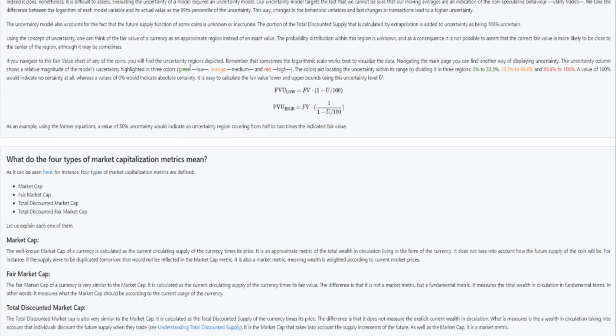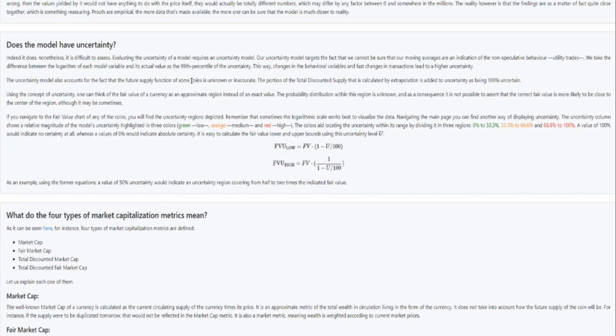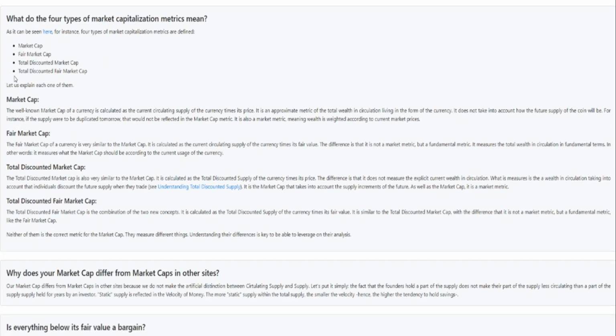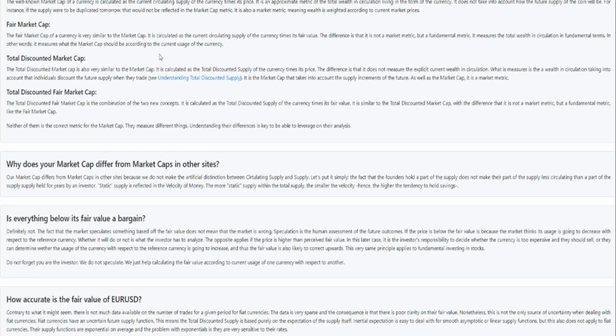So I'm not going to dig too much more into this in regards to the calculations and uncertainty. And then it talks about the different metrics that are used.